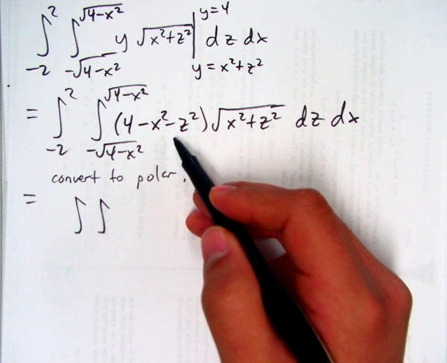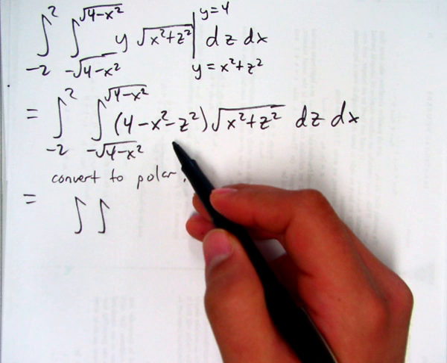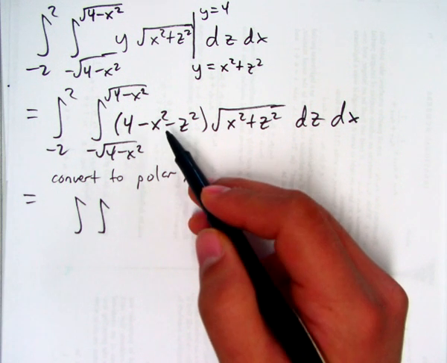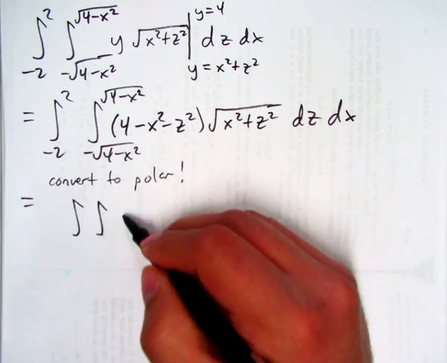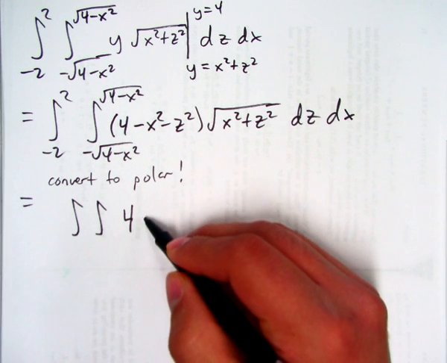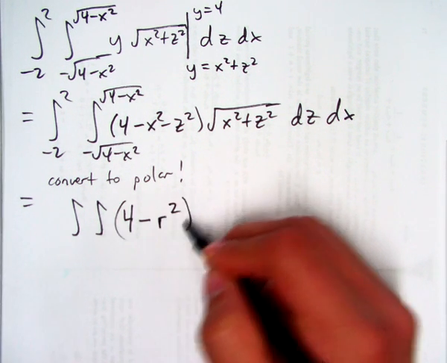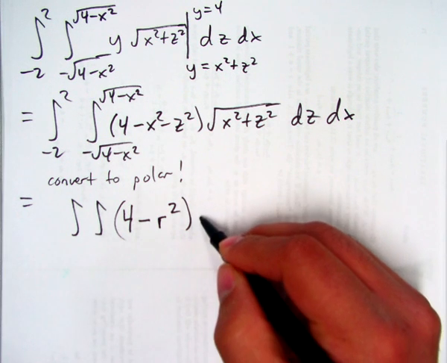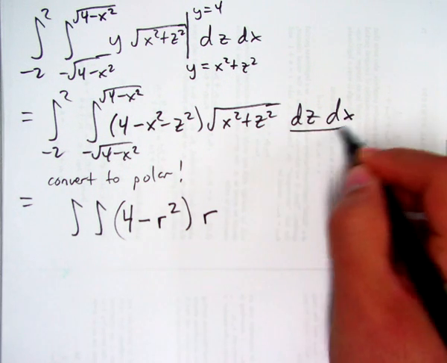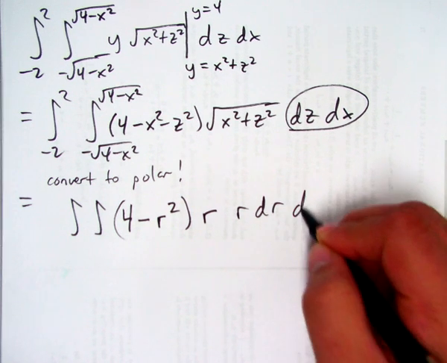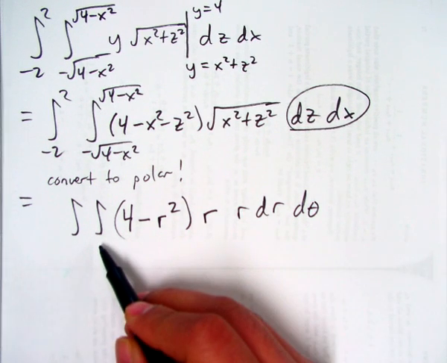Okay, so now instead of r squared equaling x squared plus y squared, r squared will be x squared plus z squared. So this becomes 4 minus r squared. The square root of x squared plus z squared is now just r. This becomes r dr d theta. And now our bounds, look back at the region.